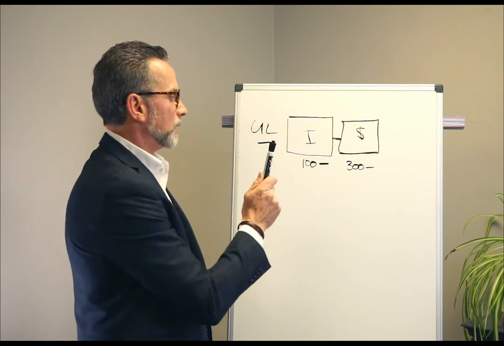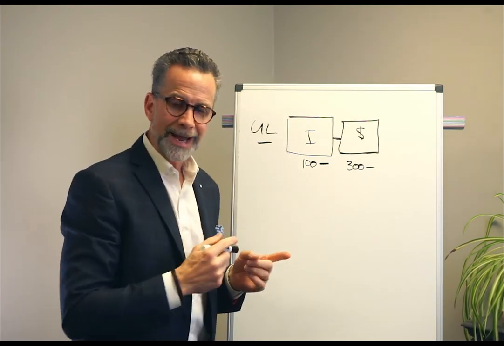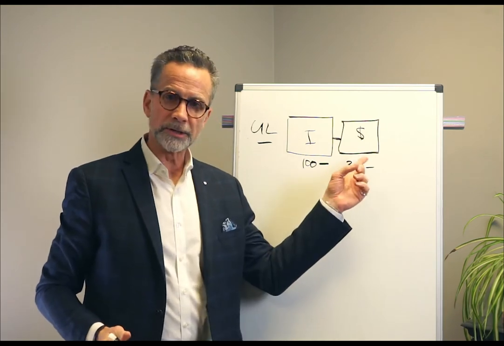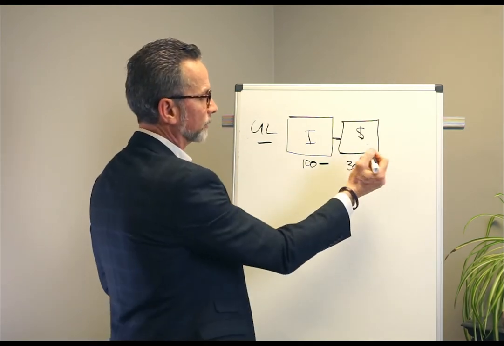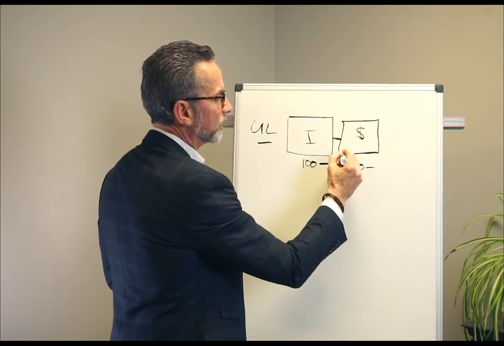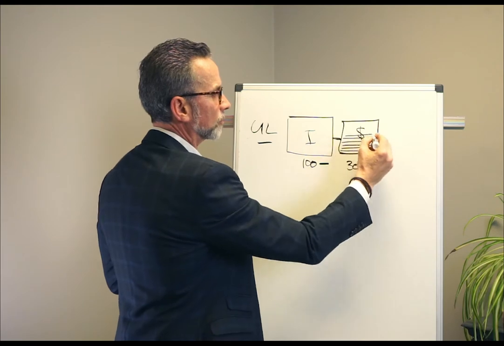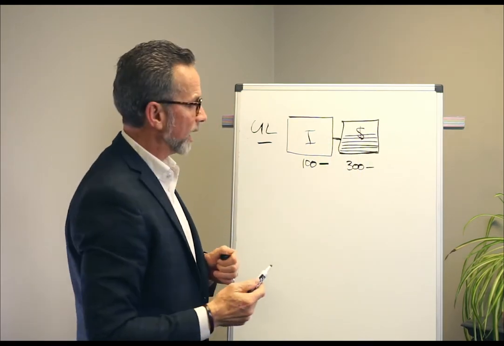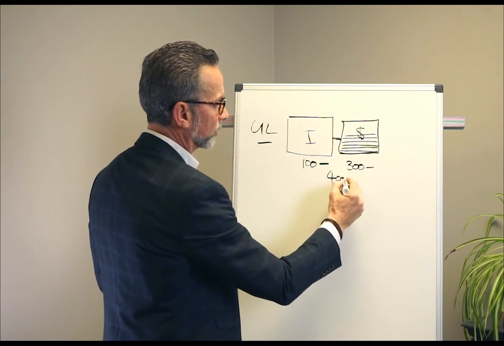So you're paying $100 a month for the insurance cost, and you're investing $300 a month into the side fund, and it's growing in that trailer. The money that grows inside a life insurance policy in Canada grows tax-free. And so now your total premium per month is $400 a month.